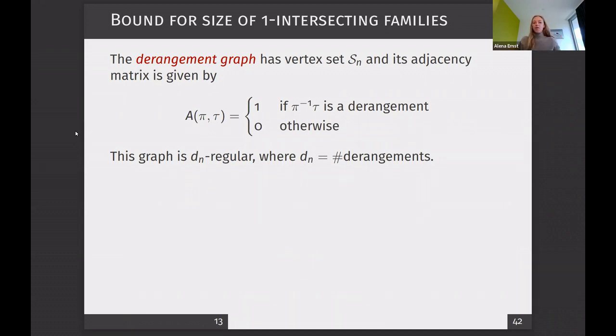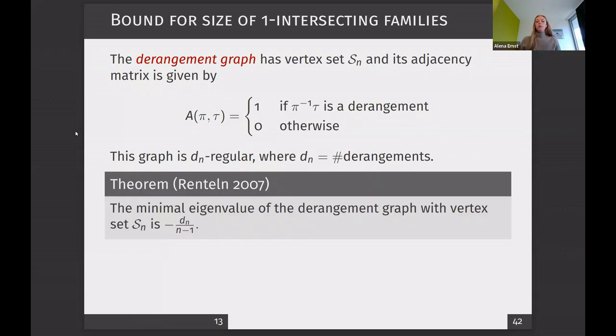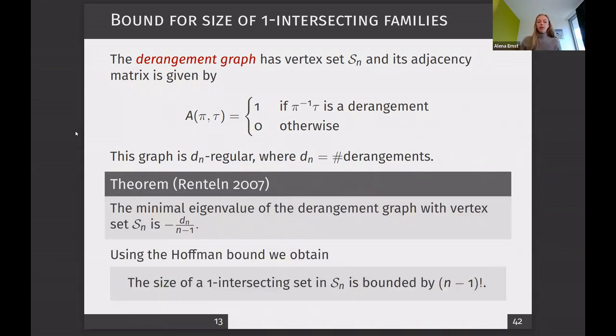So the vertices are given by the permutations of the symmetric group. Its adjacency matrix is given by the following. So the element in the adjacency matrix corresponding to pi and tau is equal to 1 whenever this quotient pi inverse tau is a derangement, which means that the permutation does not fix any point. So this graph is then regular, and the minimal eigenvalue is known. So applying the Hoffman bound then gives us the upper bound that we wanted to have, so that the one-intersecting sets are bounded by (n-1) factorial.